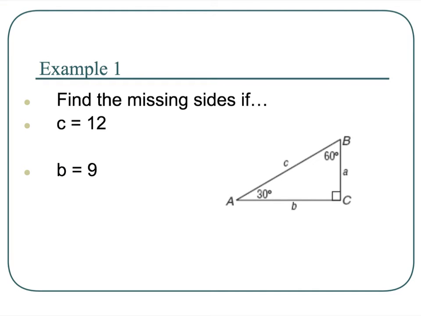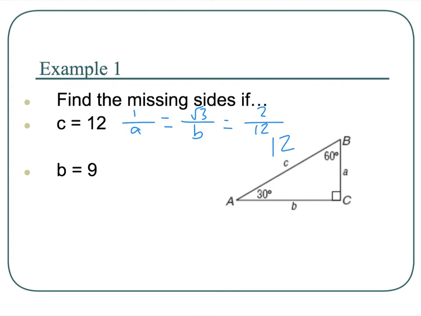So we got two different problems here. One where C is 12 and one where B is 9. So we're going to treat those as two separate problems. We've got to find the missing sides. So if C were to equal 12, well, I can set up a proportion, my super proportion, if you will, where I've got 1, root 3, and 2. Well, across from the 2 is going to be the 12 because that's my largest side. That's across my right angle. And then across from the 30 is my A, and across from the 60 is my B.